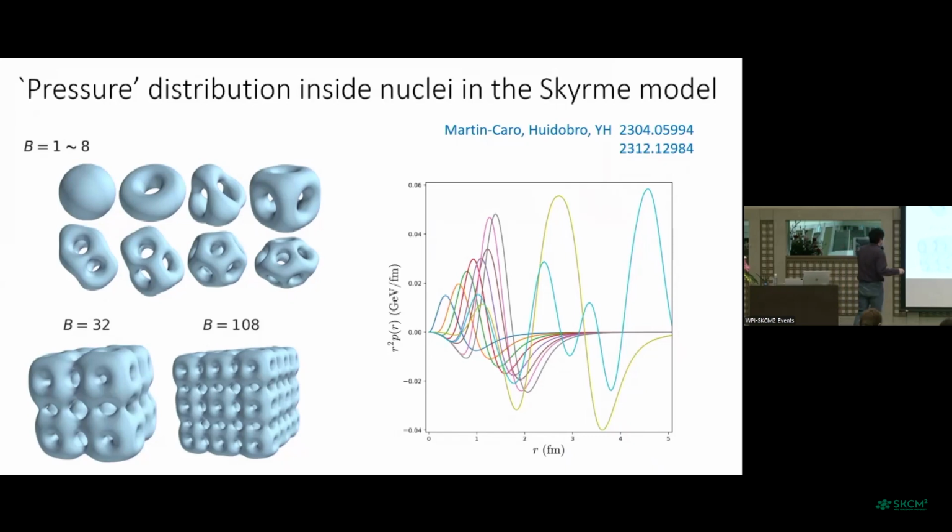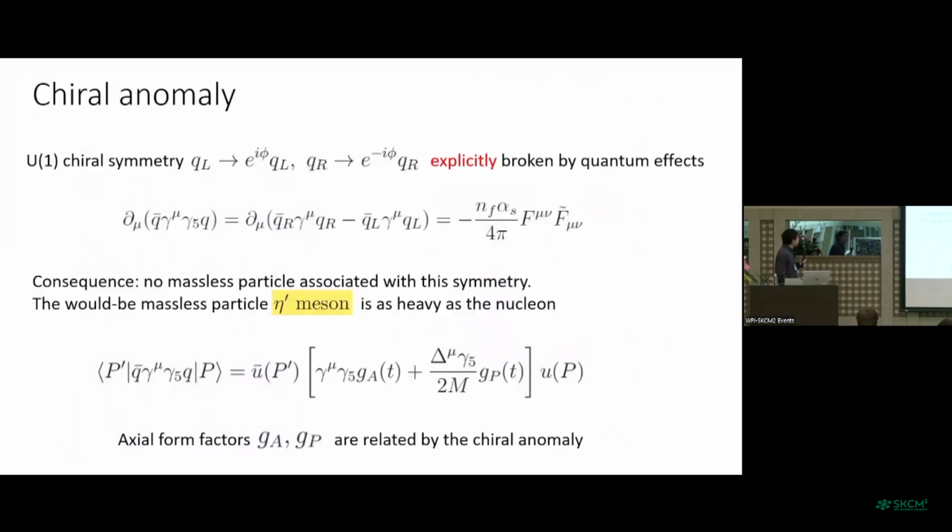For example, this is the pressure, the quote-unquote pressure distribution inside these nuclei as a function of the radius from the center of the nucleus. The energy momentum tensor is actually a very hot topic in my community. So we studied the energy momentum tensor inside nuclei.